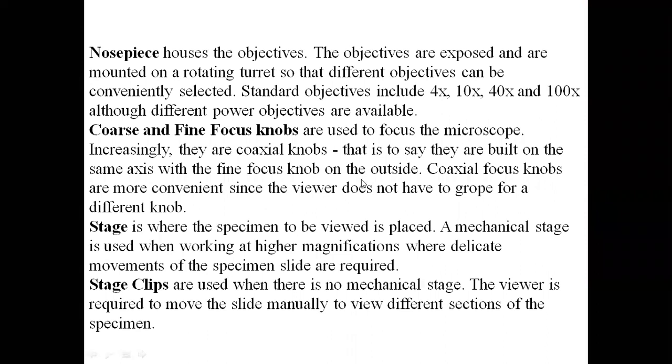Then we have the coarse and fine focus knobs that are used to focus the microscope. Increasingly, they are coaxial knobs. Coaxial means they are on the same plane. That is to say, they are built on the same axis with the fine focus knobs on the outside. Coaxial focus knobs are more convenient since the viewer does not have to grope for a different knob.